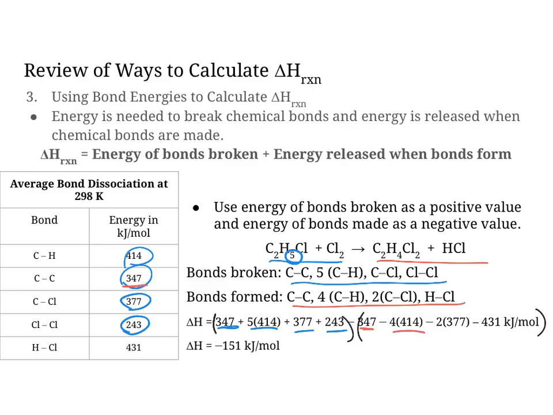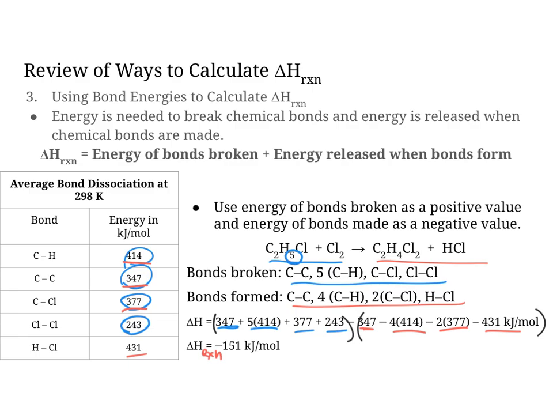And we have 414 for the carbon-hydrogen times 4, and we have 377 for the carbon-chlorine times 2, and then we have 431 for the hydrogen and chlorine, and when we add them all together, we get a total value of negative 151 kilojoules per mole, and that would be the enthalpy of the reaction here. So that's the third way that we've calculated the enthalpy change in reaction.